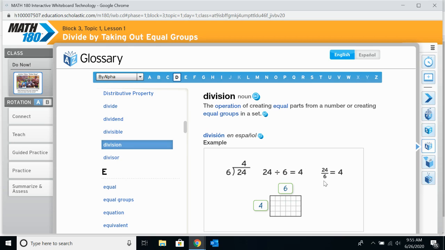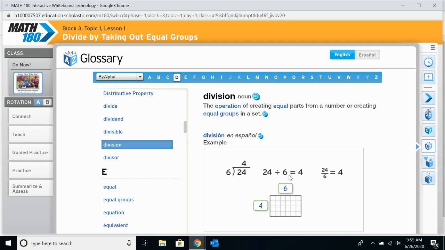Okay, it looks like a fraction, but it is also known as a division problem. Anytime you see this, it could be fraction or division. So here it's 24. Again, the first number goes on top, and then it's divided by 6. In this case, you can see the example. The answer is 4.